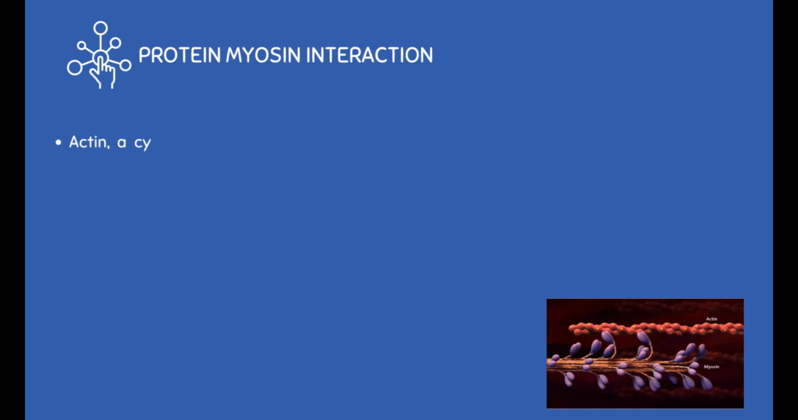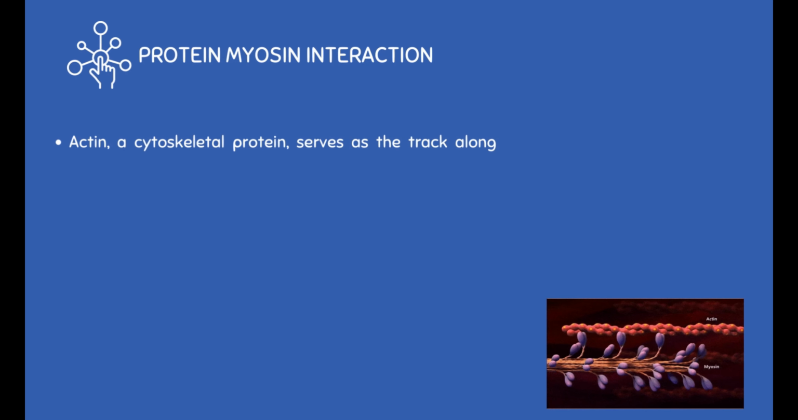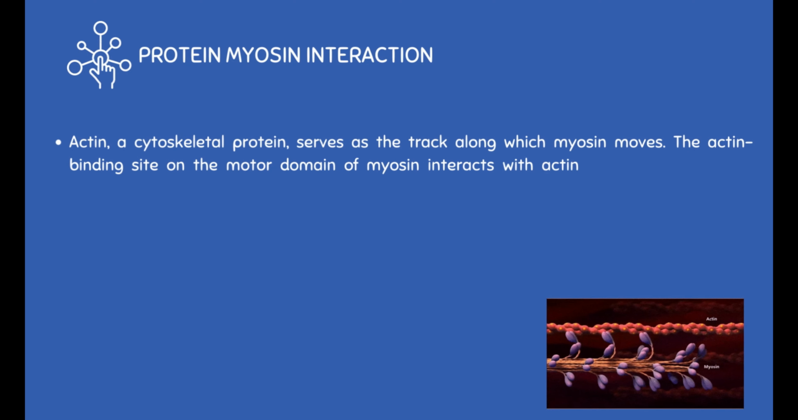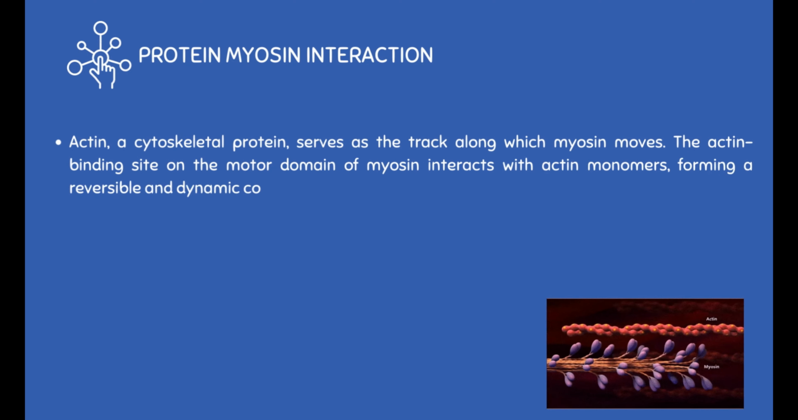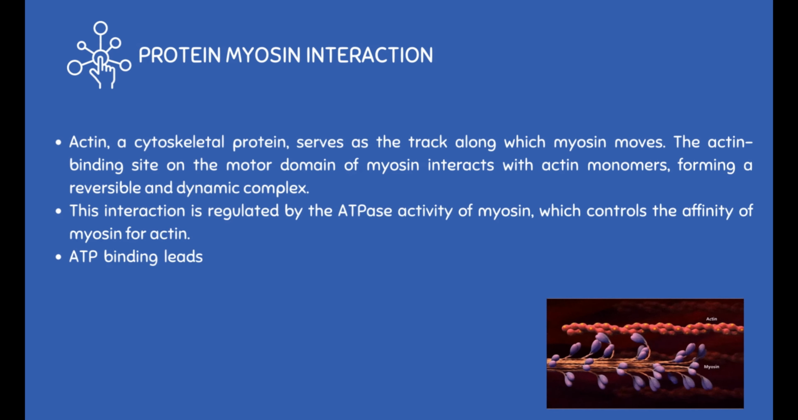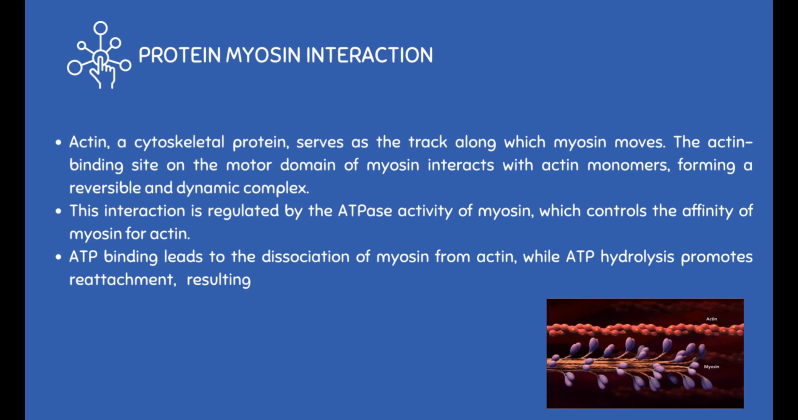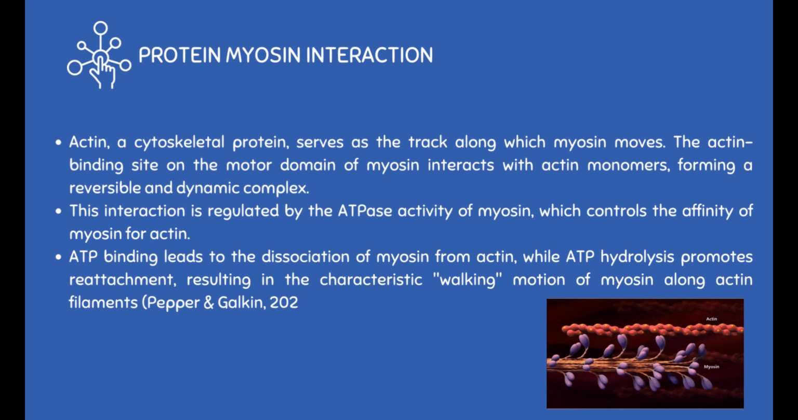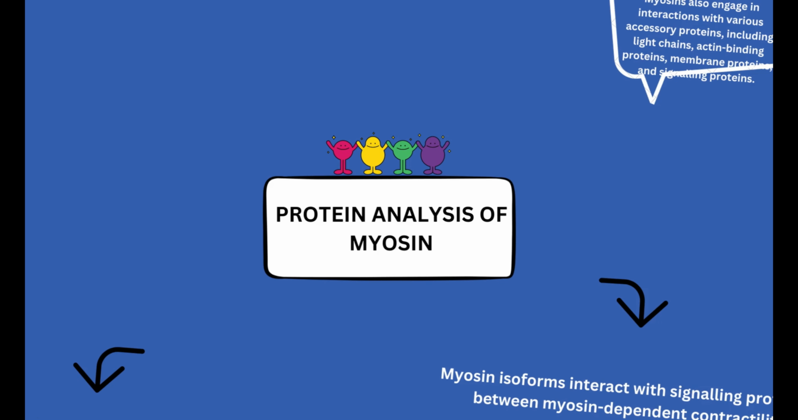Next, we move on to the protein-myosin interaction. Actin, a cytoskeletal protein, serves as the track along which myosin moves. The actin binding site on the motor domain of myosin interacts with actin monomers, forming a reversible and dynamic complex. This interaction is regulated by the ATPase activity of myosin, which controls the affinity of myosin for actin. ATP binding leads to the dissociation of myosin from actin, while ATP hydrolysis promotes reattachment, resulting in the characteristic walking motion of myosin along actin filaments.